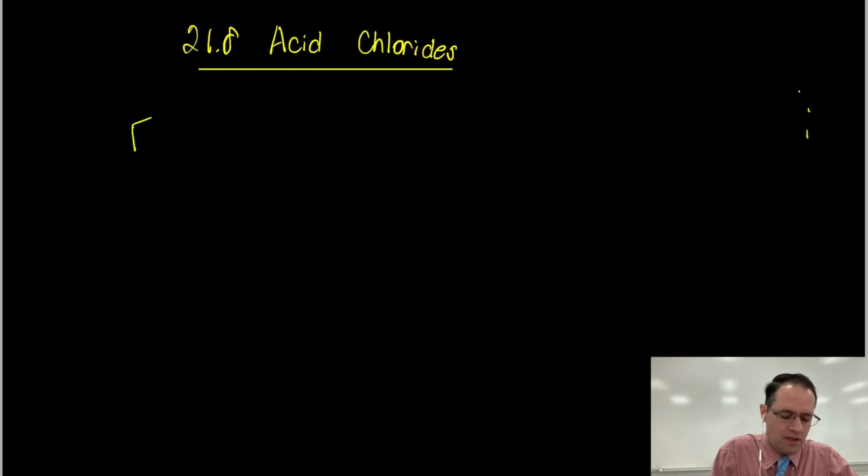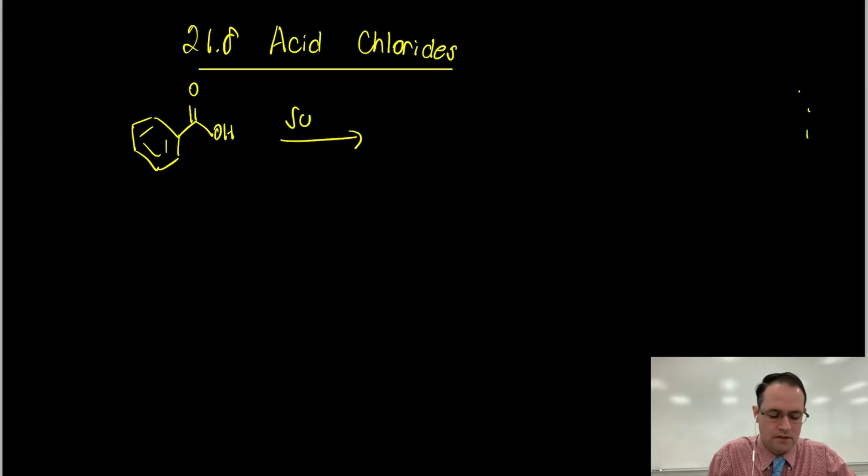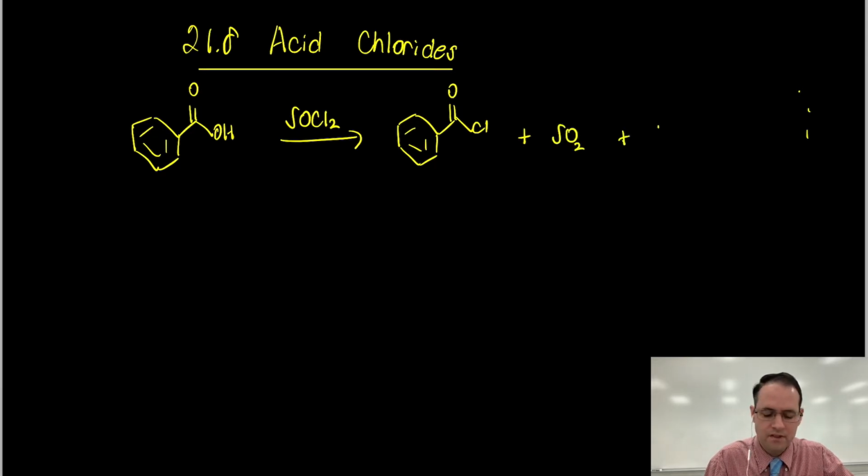So if we have something like benzoic acid, if we treat this with thionyl chloride, we can make benzoyl chloride. Okay. From this reaction, we produce sulfur dioxide and hydrogen chloride. Okay, so SOCl2 is called thionyl chloride.